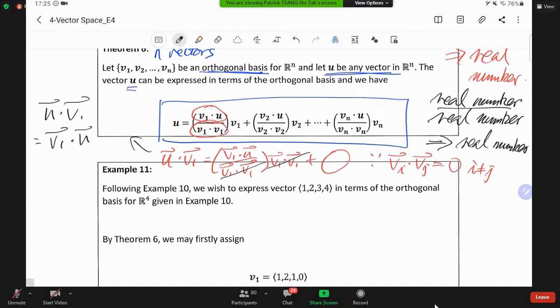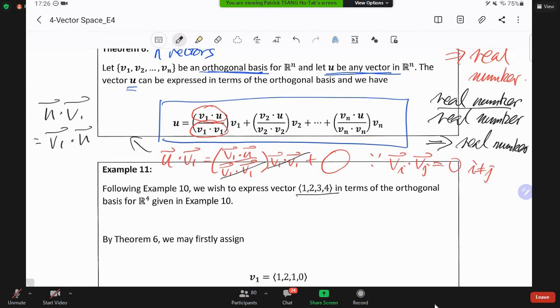Now I would like to share with you the following example. I would like to borrow the information from Example 10, where we verified that the 4 vectors in a set form an orthogonal basis, right? So now I would like to borrow that set, and express a random vector 1, 2, 3, 4 in terms of this orthogonal basis given by Example 10.